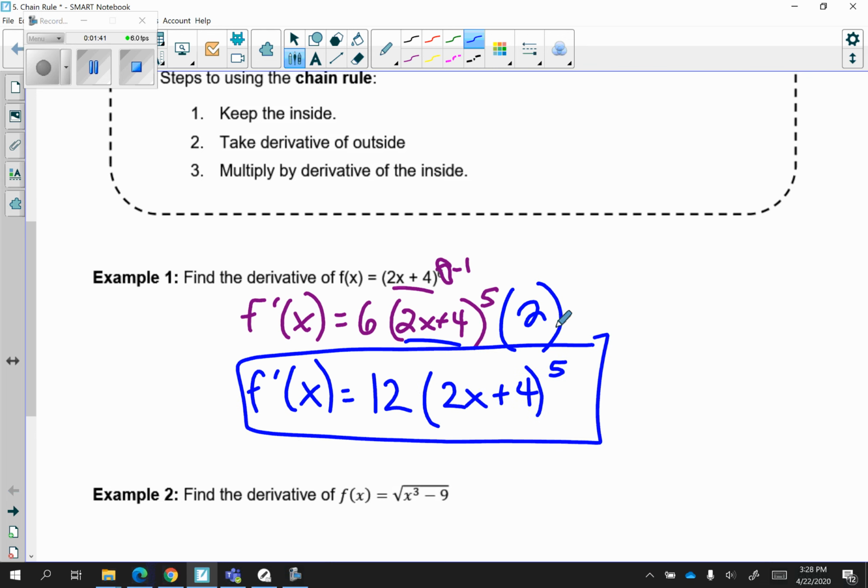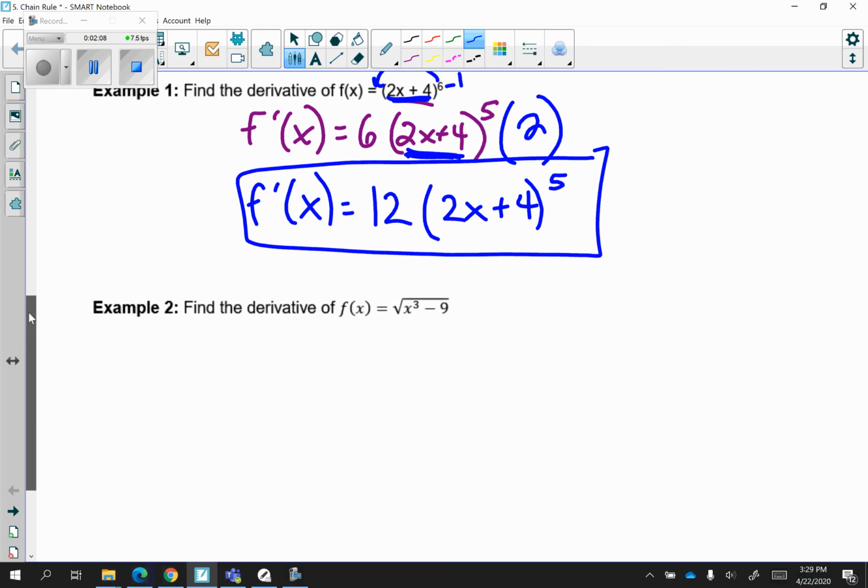So just to recap, what I just did was I kept the inside, so 2x plus 4 remains. This 6 I brought to the front, so 6 times 1 is 6. I subtracted 1 from 6 to give me 5, and then I took the derivative of 2x plus 4, which is 2. So there's just a slight error on the answer key. There should be no x next to the 12. It should be just 12. Let's look at example 2.